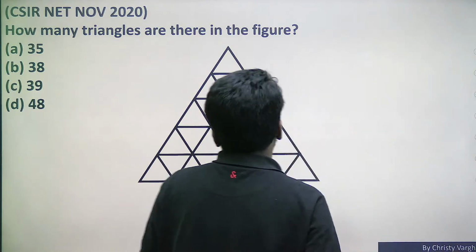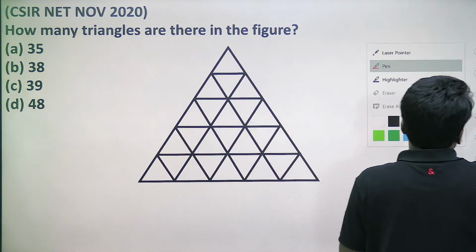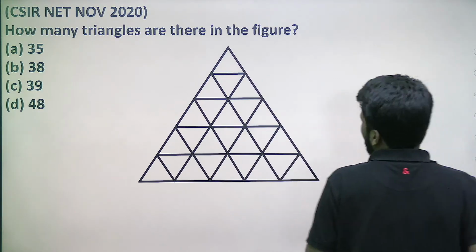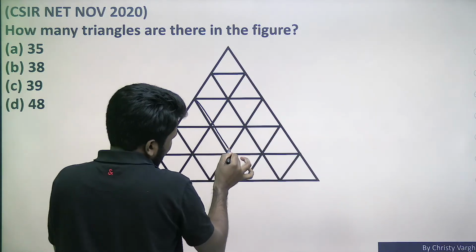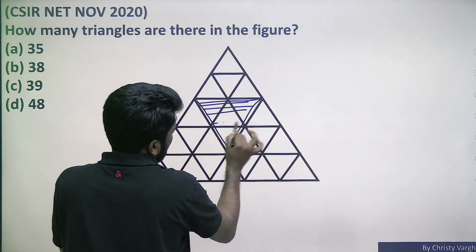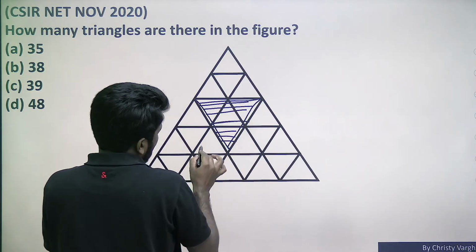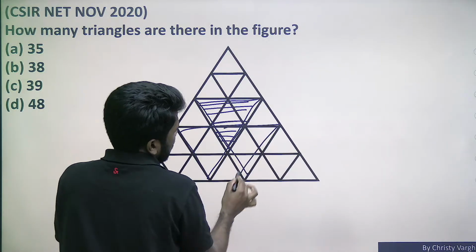Which are the 3 triangles we haven't counted yet? That is actually the upside down triangles. Actually, 3 more upside down triangles are there. Which are the upside down triangles? This one, we haven't counted this one. Can you all see this? This upside down triangle, this upside down triangle and this upside down triangle.